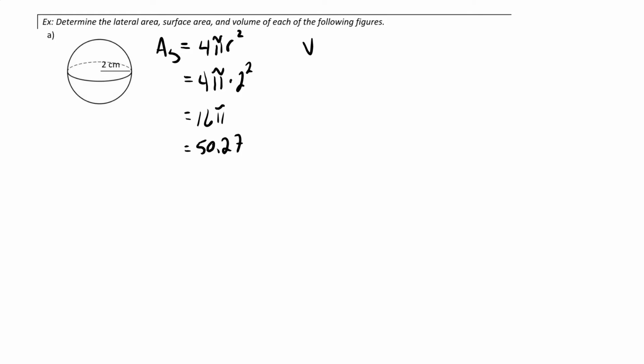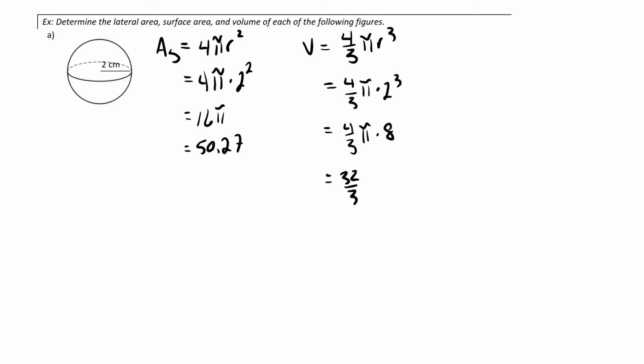Calculating the volume. Volume is 4/3 pi r cubed. 4/3 times pi times the radius cubed, which is equal to 32 divided by 3 pi. If we work that out on our calculator, we end up with 33.51 cubic centimeters. And our area I should have identified as centimeters squared.